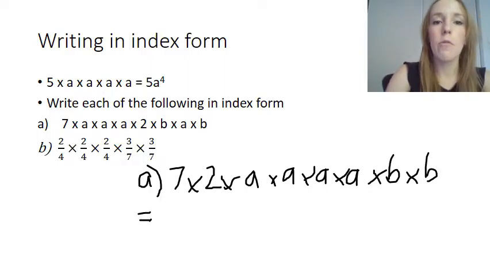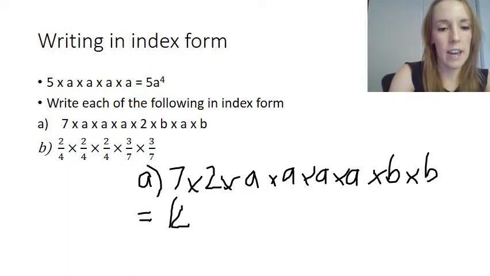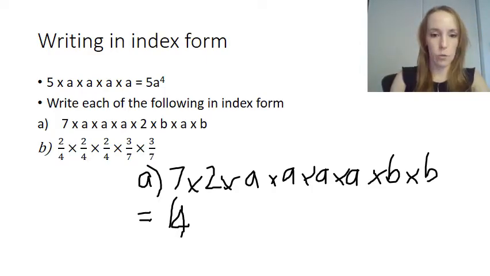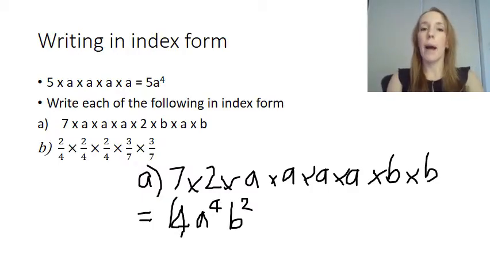And from there, I'd start solving where I can. So the 7 times 2, I can do that. 7 times 2 is 14. And I'd write the rest in the index form. So it'd be a to the power of 1, 2, 3, 4. And b squared. So that would be my answer in index form. 14, a to the power of 4, b to the power of 2.